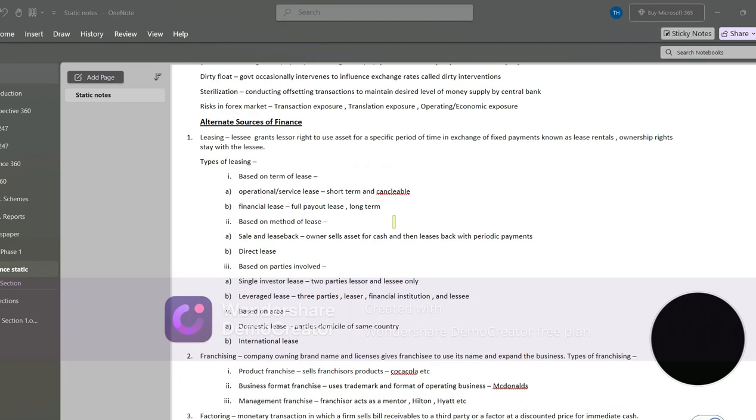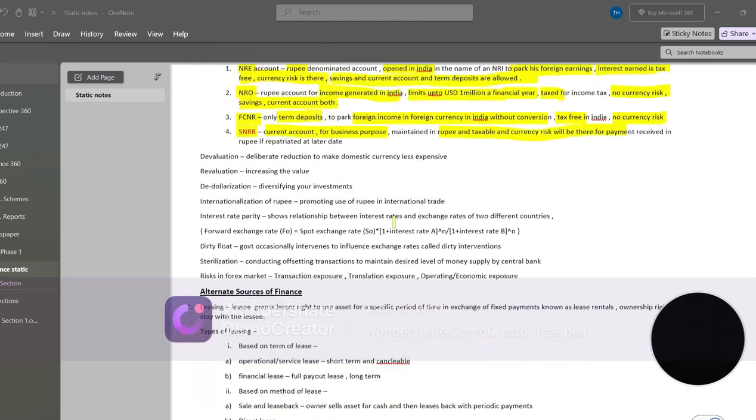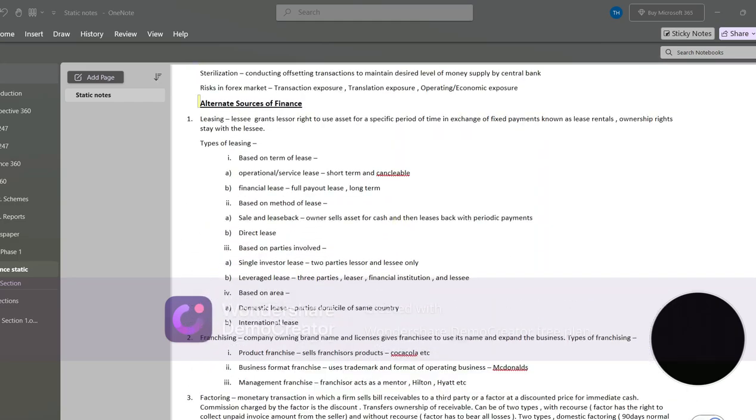Okay, so basically there are, I think, nine kinds of alternate sources of finance. First, leasing. Leasing is when a lessor grants a lessee the right to use his or her asset for a specific period of time in exchange for fixed payments known as lease rentals. The ownership rights stay with the real owner, the lessor.